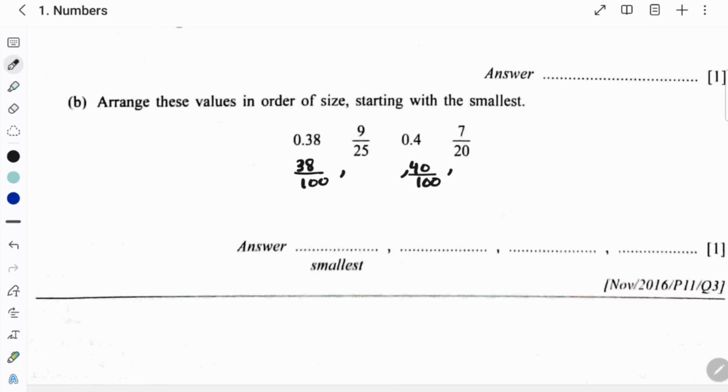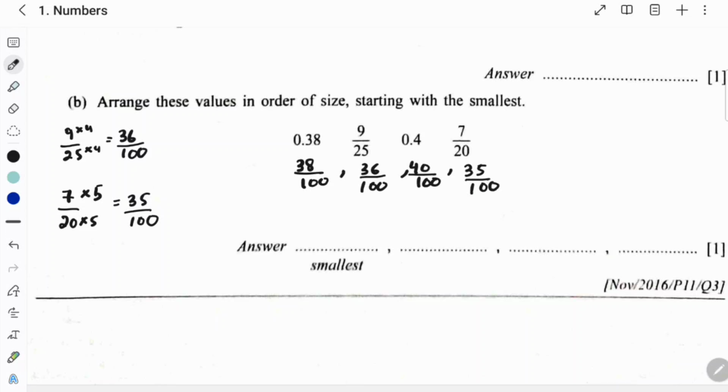Okay. 9 over 25, 25 times 4 is 100, so 9 over 25 becomes 36 over 100. And 7 over 20, 5 times is 100, so it becomes 35 over 100.